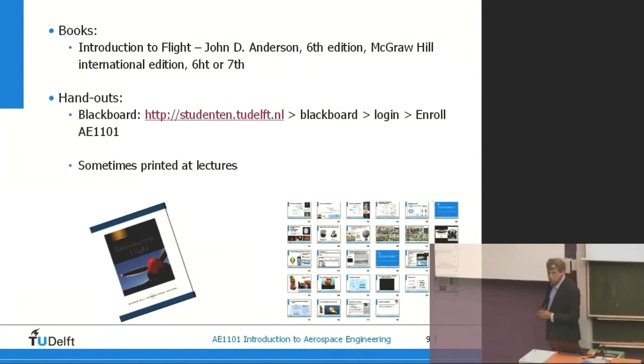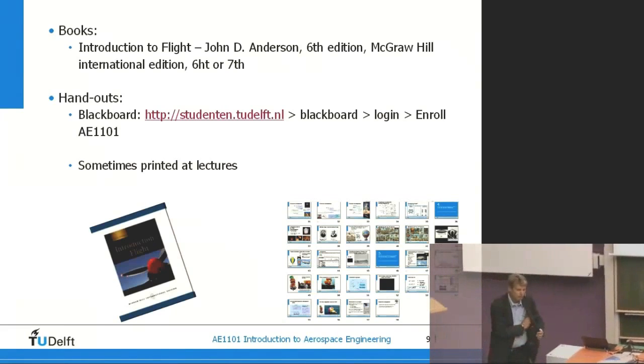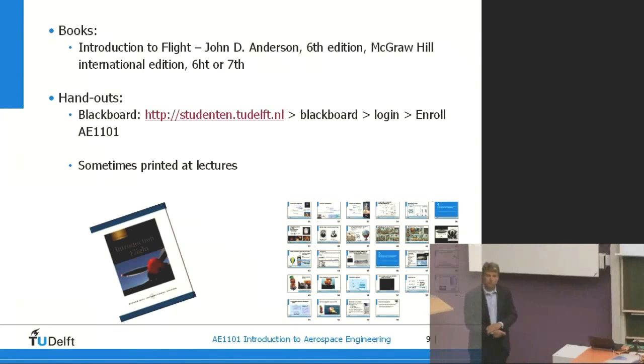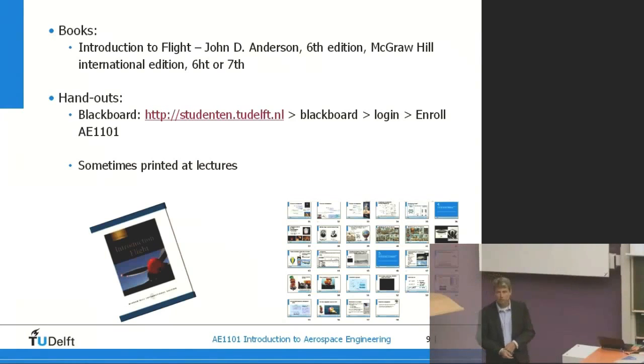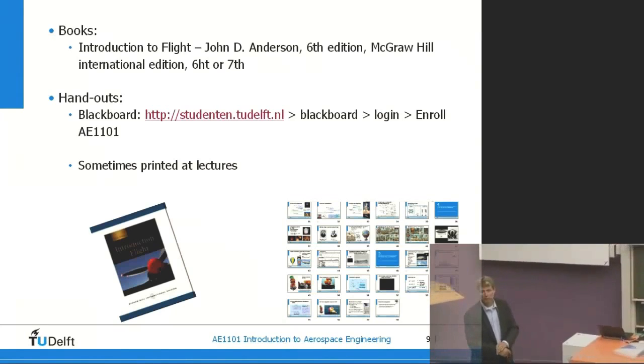The book, I hope many of you already got the package from the VSV. And otherwise you should, because you need it already tonight. The book of Anderson, they made a new edition this year, 7th edition, but the 6th edition of last year is also fine. So if you got it second hand from somebody, the 6th edition should also be fine.